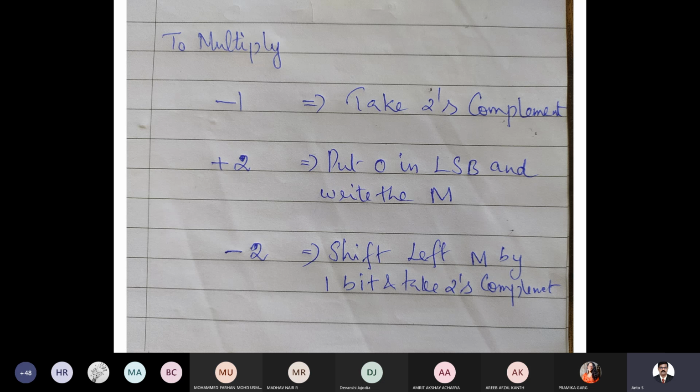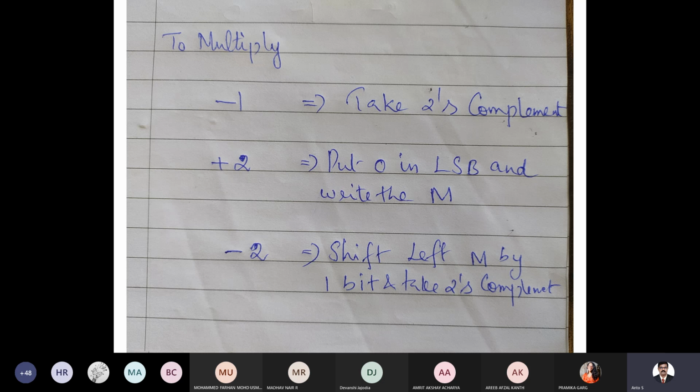In the video which I have shared, +2 is there. +2 is coming, so you will understand how to add. I have told you how to add 0 in the LSB. If your number is 1 1 and you want to multiply with +2, the answer will be 1 1 0.